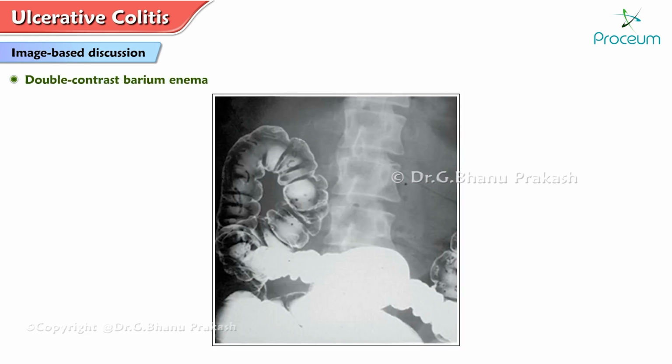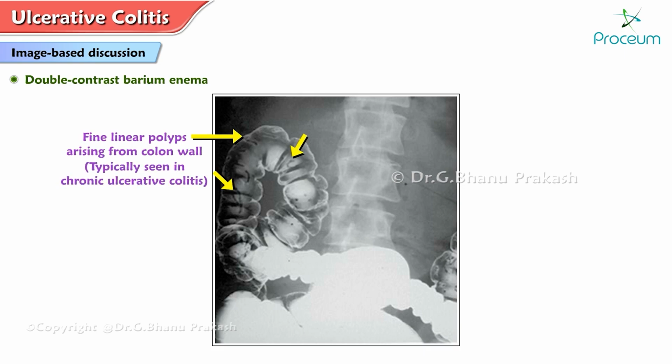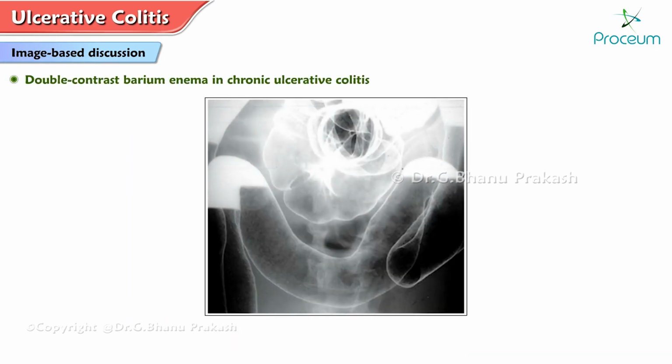Double contrast barium enema shows fine linear polyps arising from the colon wall. These polyps are typically seen in chronic ulcerative colitis. Double contrast barium enema in a patient with chronic ulcerative colitis shows a featureless colon with complete loss of folds in the sigmoid colon.